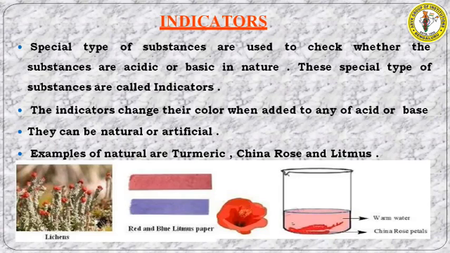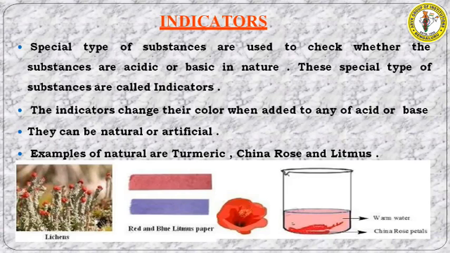Indicators change their color when added to acids or bases. They will change their color when added to a substance. We will learn in the further slides which indicator changes to what color. Indicators are of two types: natural indicators and artificial indicators.